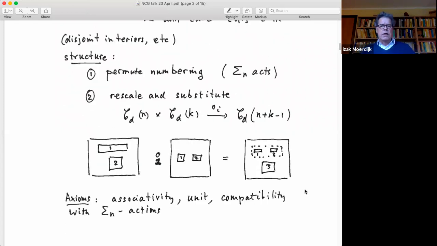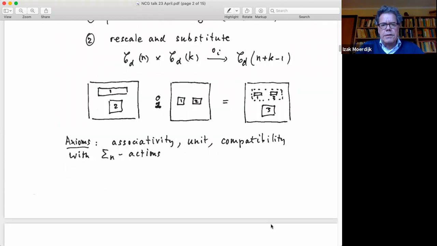And then you can write down some axioms of associativity. There will be a unit operation, which is just the configuration consisting of one cube which coincides with the unit cube. And there are some axioms expressing compatibility of changing the numbering of the cubes and substitution.